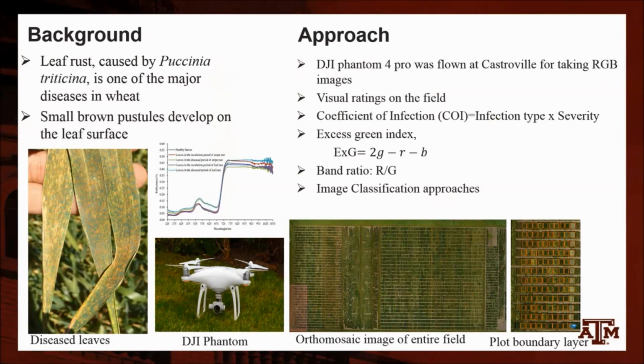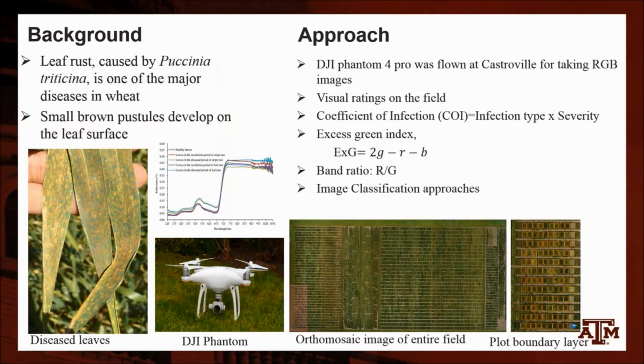For this, we flew a DJI Phantom 4 Pro, which is a relatively cheap drone, mounted with an RGB camera to take the RGB images. The research was conducted in Castroville, Texas.